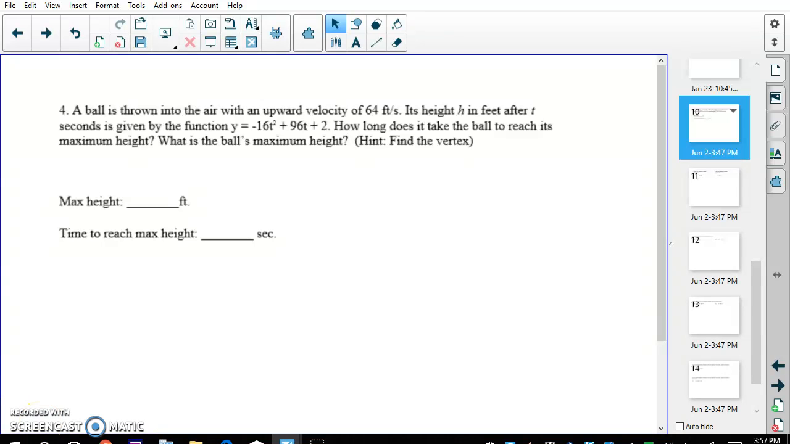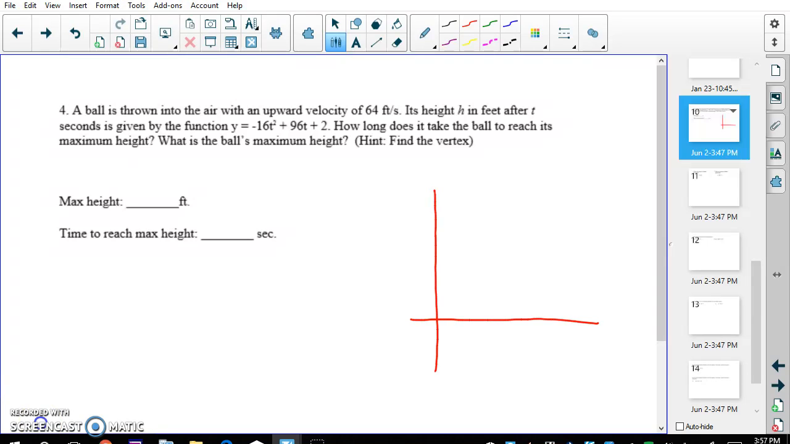So now I've got some more quadratic problems. This is a chapter 9 problem. It says a ball is thrown into the air with an upward velocity of 64 feet per second. Its initial height in feet after t seconds is given by the function y equals negative 16t squared plus 96t plus 2. So in a few years you'll take physics and you'll do this all the time.